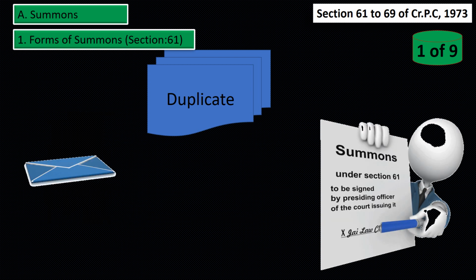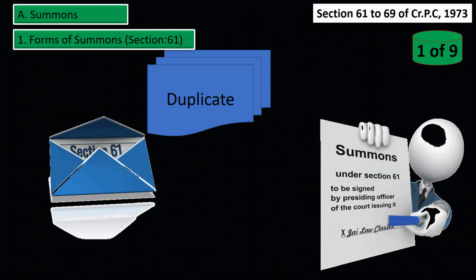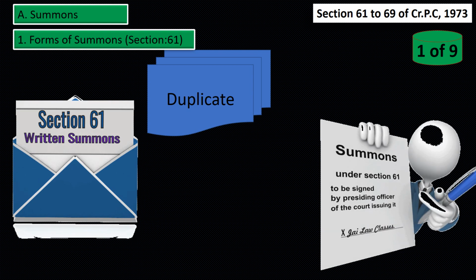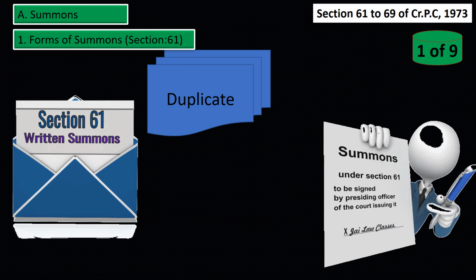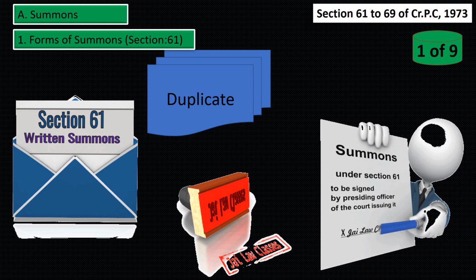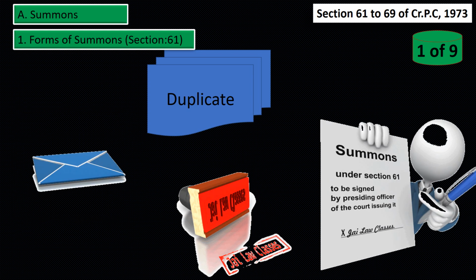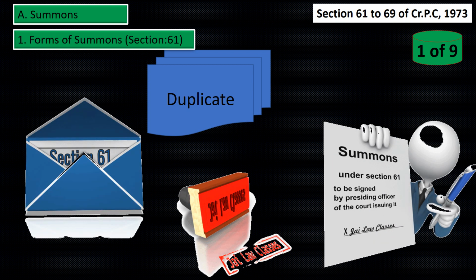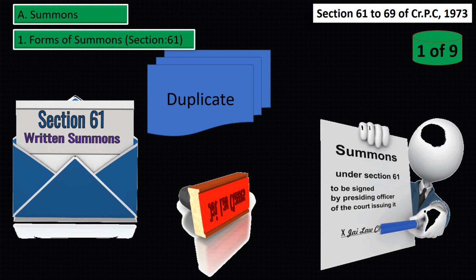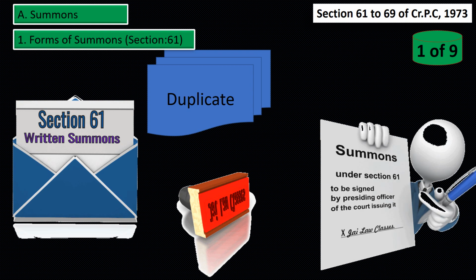Third important factor, summons under section 61 is to be signed by the presiding officer of the court issuing it. So it must have the signature of the officer of the court issuing it to compel a person to appear before a court. And the most important part, it must be sealed. Without the seal, one cannot know which court has issued these summons. So, seal is a very important part. If any one of these is missing, then summons are improper and not valid.